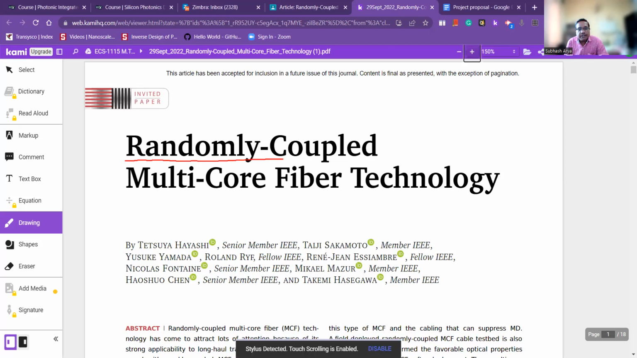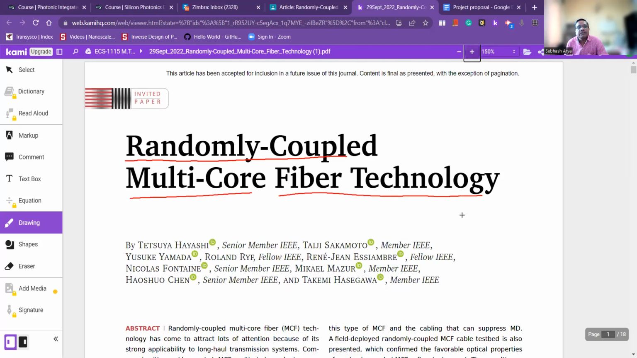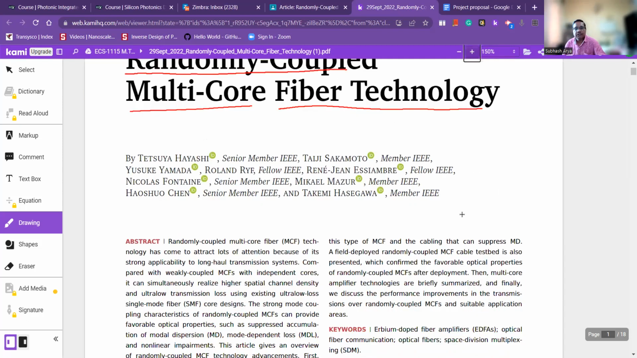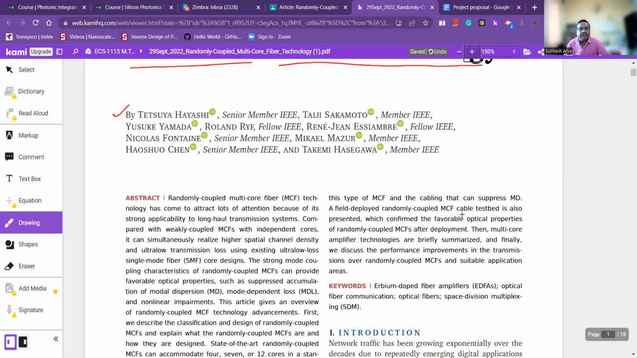So let us start. This article, as the title suggests, is about randomly coupled multi-core fiber technology. So let us see what this is all about. These are the list of authors you can see, and let us start from the abstract.